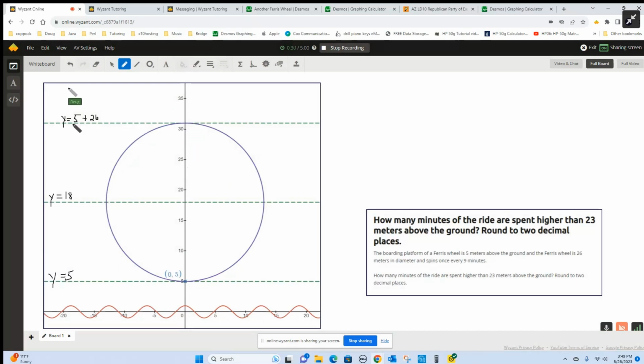That means this line right here is y equals 5 plus the diameter, or 31. And this line here, the low point, is y equals 5. And this is the midline of what's going to end up becoming a trigonometric function.